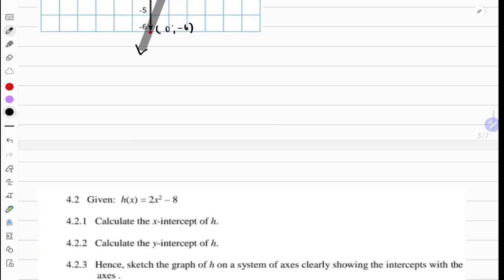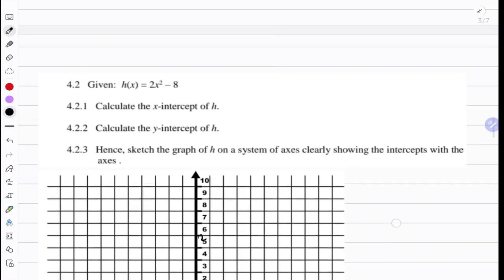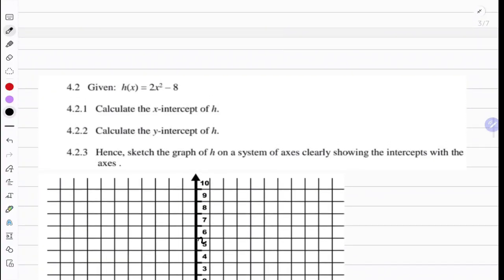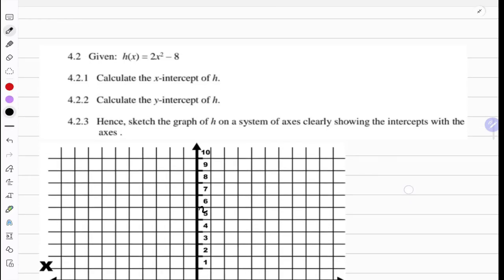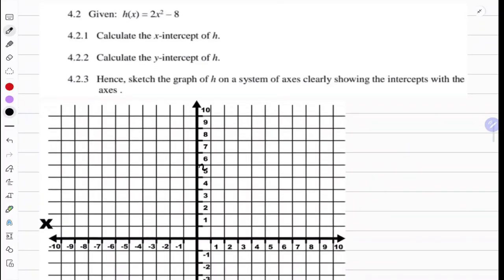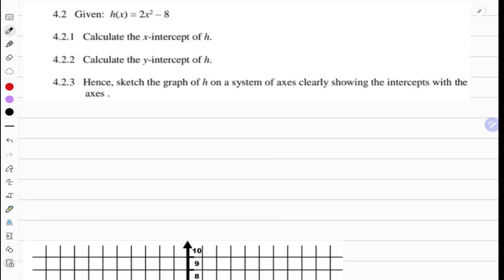So let's move on to the next question. So in the next question, we're given a hyperbola, and we also need to find the x and the y intercept for h of x. So they say calculate the x-intercept of h, and 4.2.2 says calculate the y-intercept of h. So we can use once again the dual intercept method. So we can say for x-intercept, or intercepts in this case, because we have 2 roots or 2 solutions, we have 2 x-intercepts for a parabolic function.